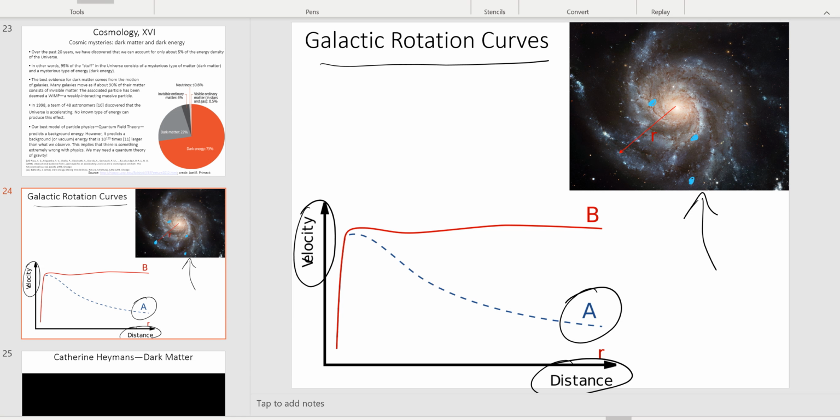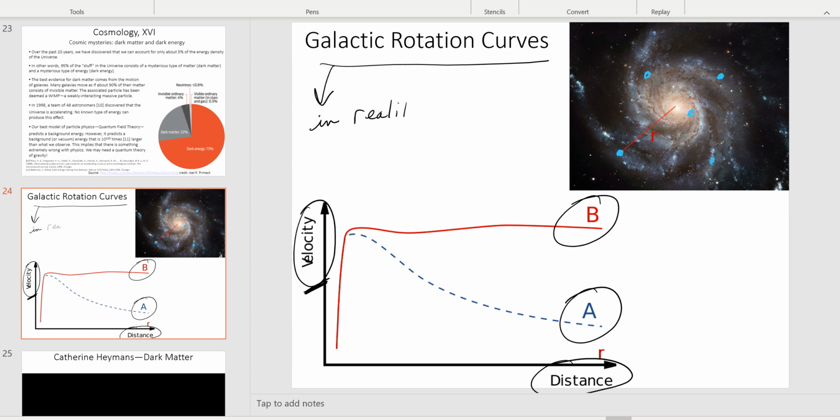Instead of just doing this theoretically by plugging numbers into equations, we can do this experimentally. We can actually determine how fast various stars are rotating around the center of a galaxy, and then we can plot those values on the same plot. We can create an experimental galactic rotation curve. And what we actually find is something very different than what we expect to find. Instead, we find curve B. What we find is that galactic rotation curves are flat.